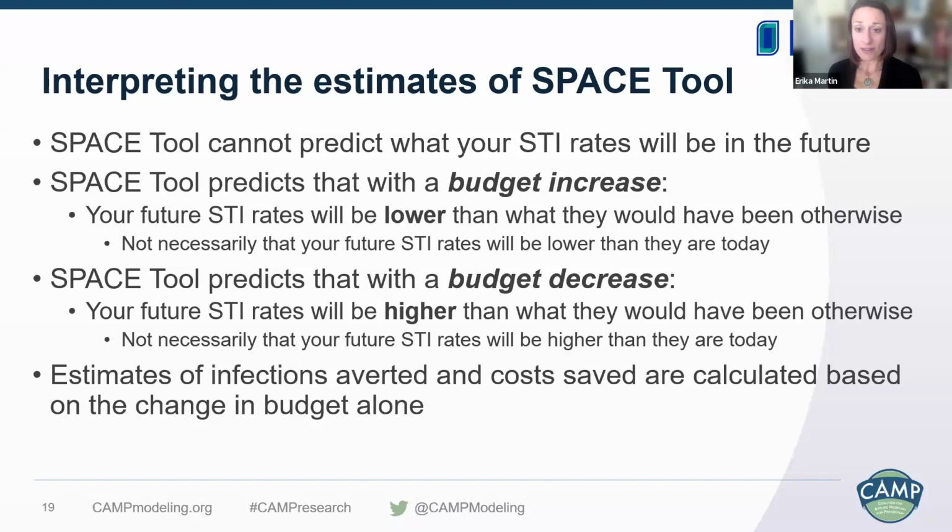So to clarify what this output means, Space Tool does not predict future STI rates or future costs. Instead, what it says is that for budget increases or decreases, Space Tool predicts how much lower or higher STI rates would be compared to what they would be under the current budget. So in our last example, that means that the $300,000 budget decrease would lead to 3,200 additional infections and 1.47 million additional direct medical costs over the next 3 years, compared to the expected number of infections and costs under the current funding amount.